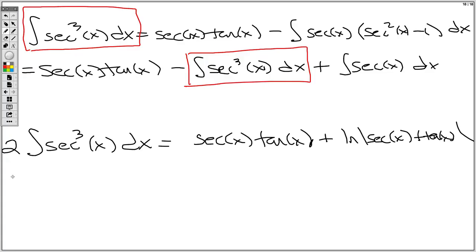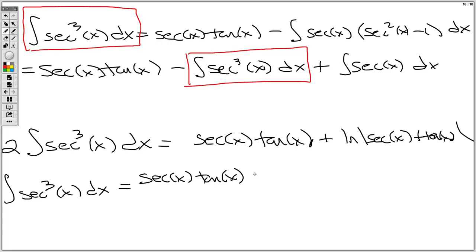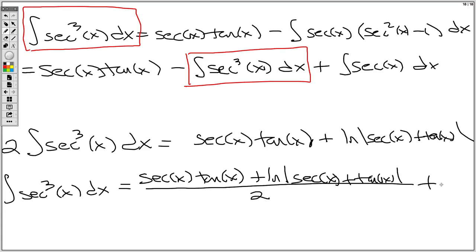So to get the integral of secant cubed all on its own, I'm just going to take my answer here and divide it by 2. Secant x times tangent x plus the natural log of the absolute value, secant of x plus tangent of x, all over 2. And then, of course, we have an arbitrary constant floating around there, plus c. Okay? Another application of parts takes you back to where you started.